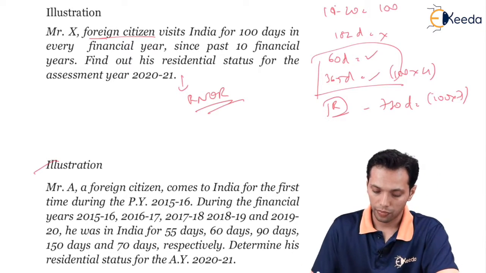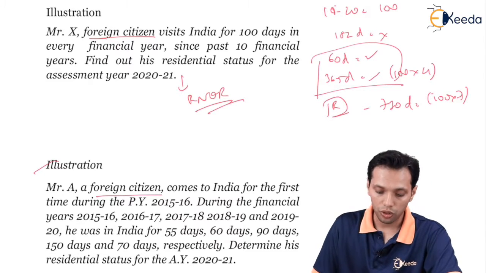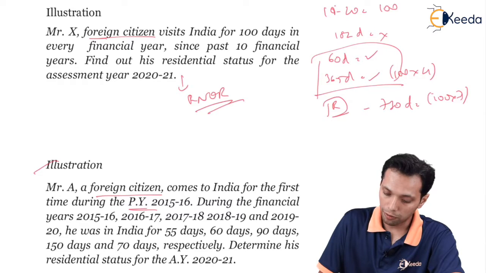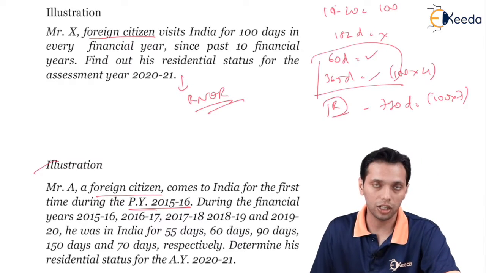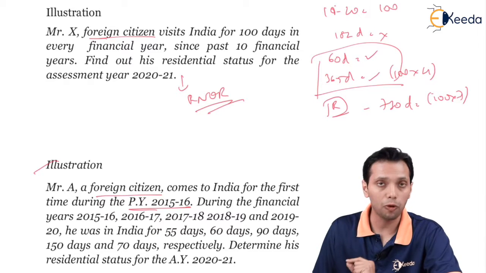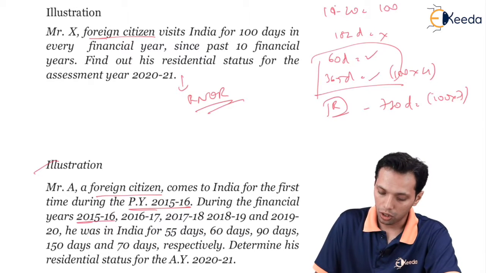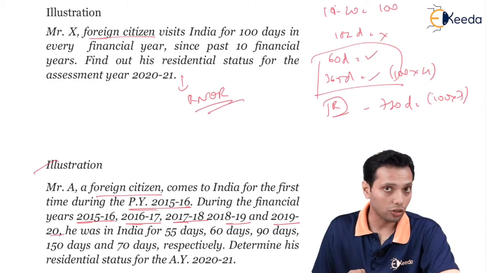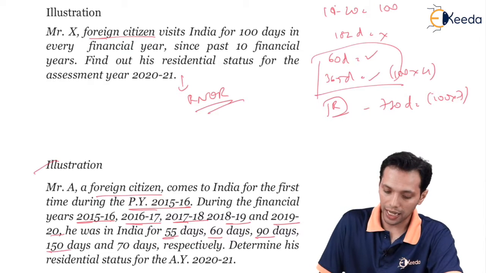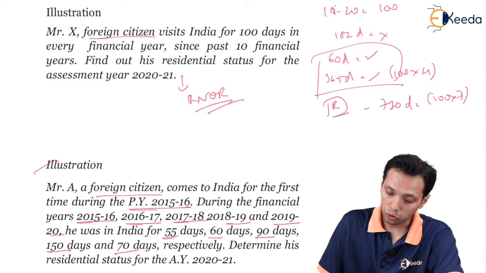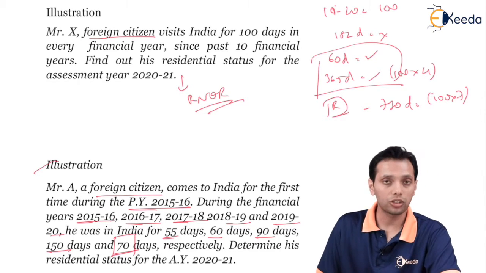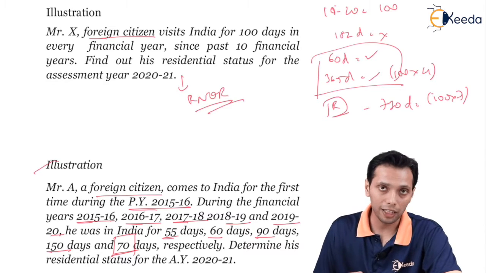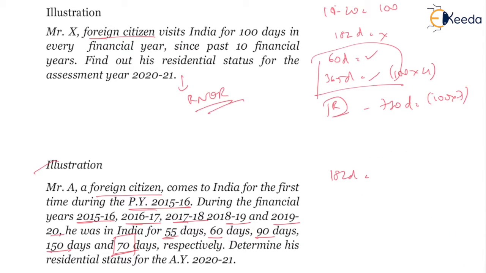Second illustration, Mr. A, a foreign citizen, comes to India for the first time during the previous year 15-16. So he has no past record before 15-16 of visiting India. In 15-16, 16-17, 17-18, 18-19 and 19-20 he was in India for 55, 60, 90, 150 and 70 days. So for the 19-20 financial year he was in India for 70 days, which is less than 182 days. So this is not getting satisfied. And the 60 days criteria is getting satisfied.